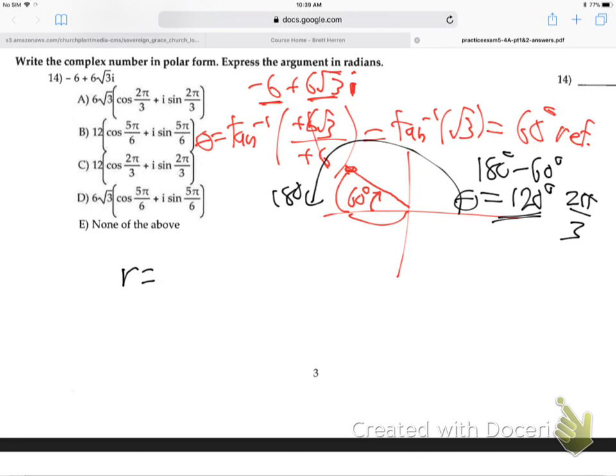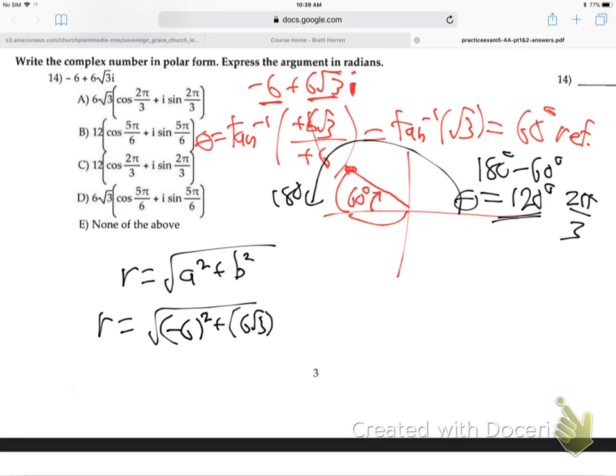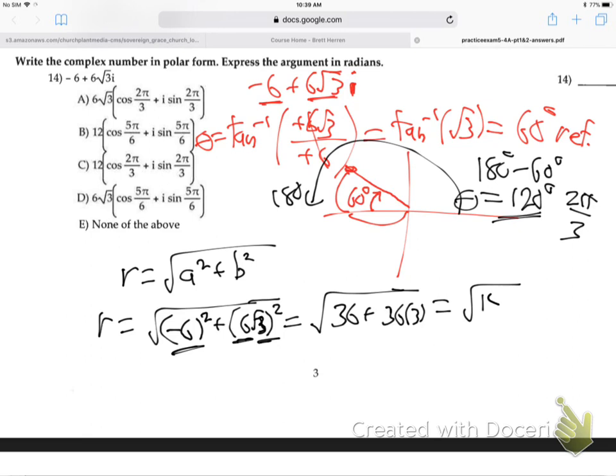And what's our r? Square root of a squared plus b squared. A is minus 6. B is 6 root 3. So 36 plus 36 times 3. Square the 6, 6 squared is 36. Root 3 squared is plain 3. So use your calculator: 72, 144, 12. So 12 and 2 pi over 3. It's C.